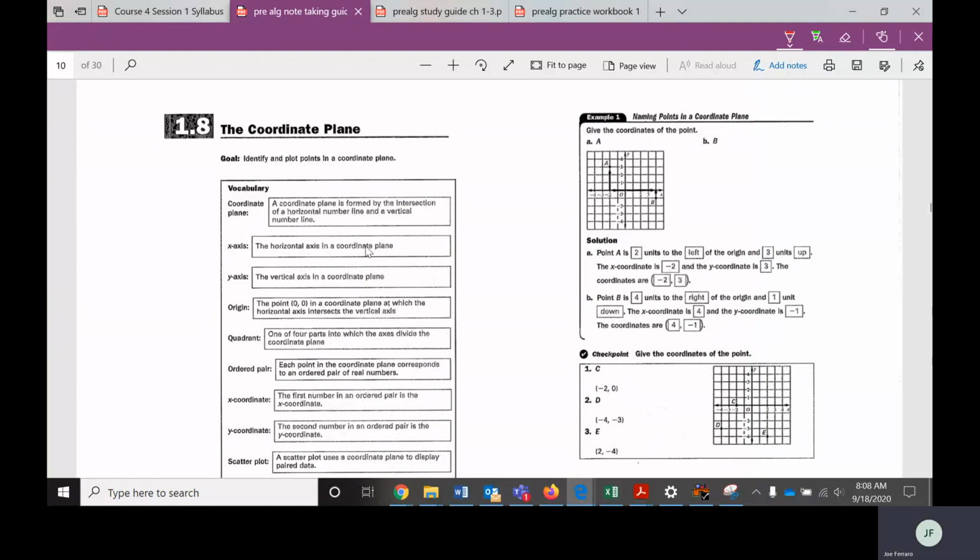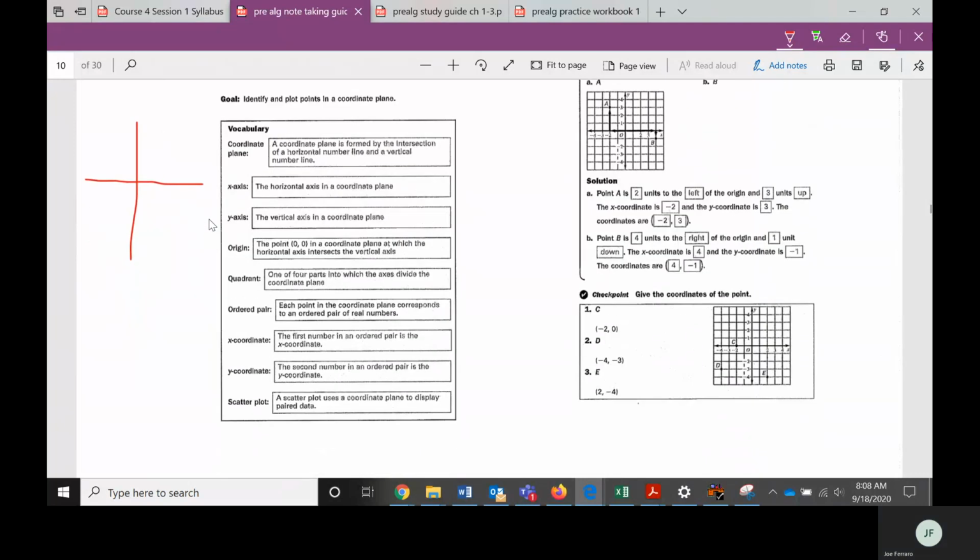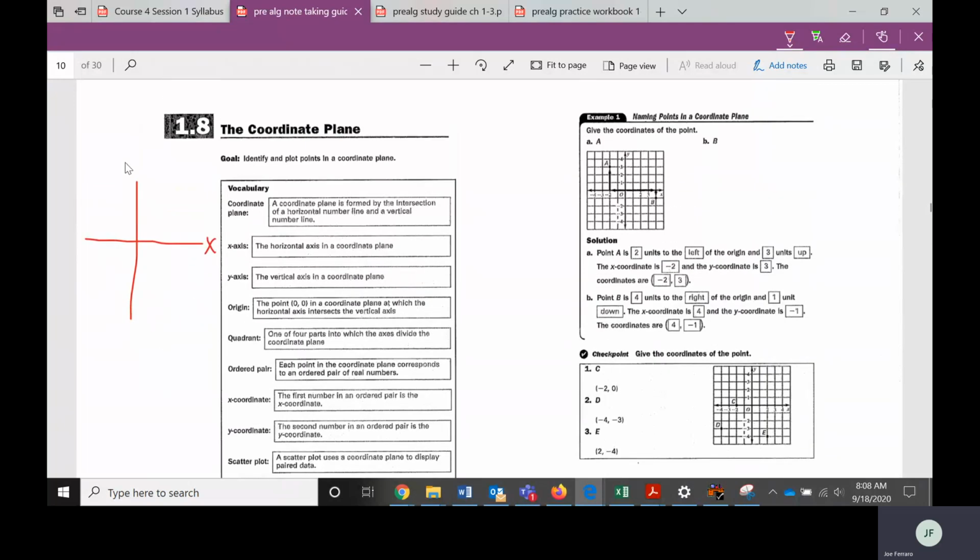The coordinate plane is basically the whole field for a graph. So this whole thing would be called the coordinate plane. Just going over the parts of it, we'll go through these definitions here. The x-axis is the horizontal axis, or the one that goes left and right. The y-axis is the vertical, or the one that goes up and down.